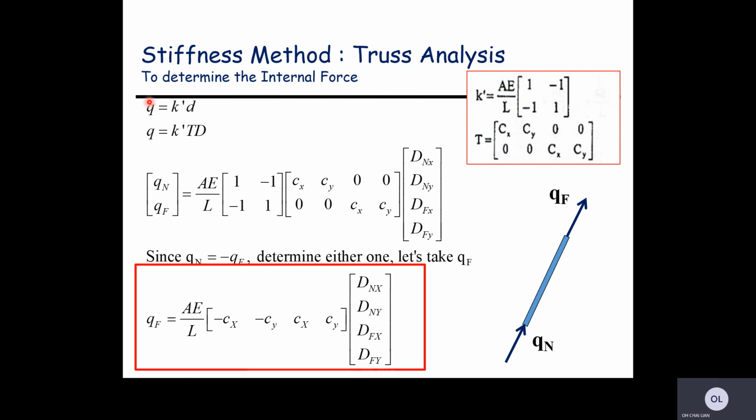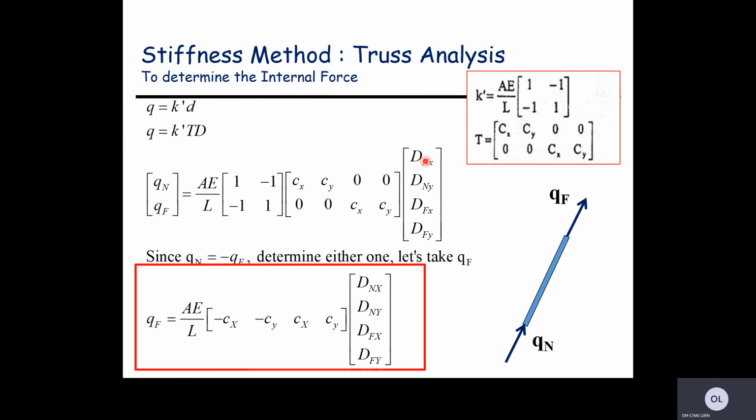We have discussed this in our previous class on the transformation matrix. At the end, if you want to determine the axial force for a truss, we use Q equal to K prime T D. For this element, we will have Q at the far end and Q at the near end. We establish this equation by getting the K prime and the displacement transformation matrix, multiplied with the D. If you look at this D, the capital letter D means the D that you have solved in your earlier equations.